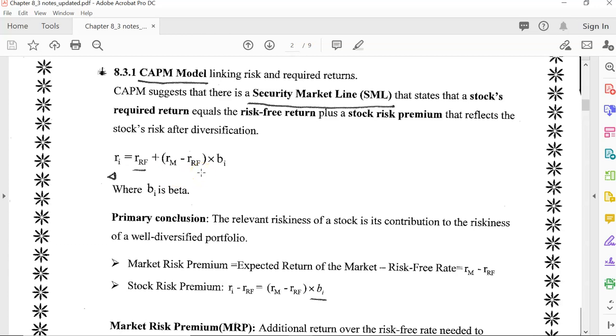The key thing here is how we can measure the stock risk premium. When we're talking about stock risk, we're not talking about the standard deviation or the coefficient of variation that we used to measure standalone risk or total risk for a single stock anymore. We're talking about a stock that we're holding in a portfolio.